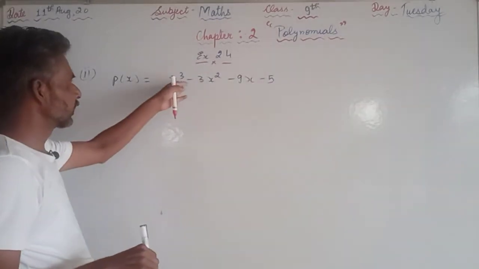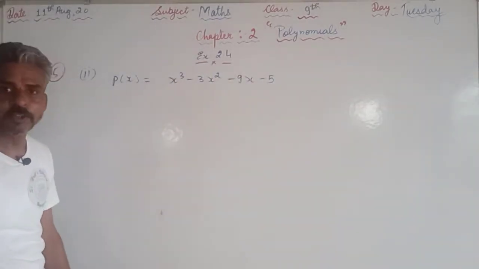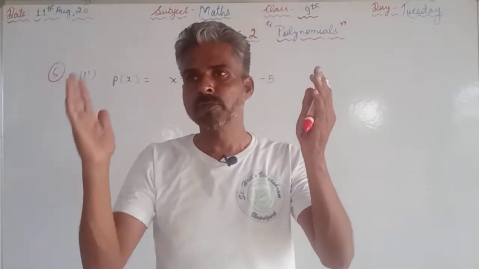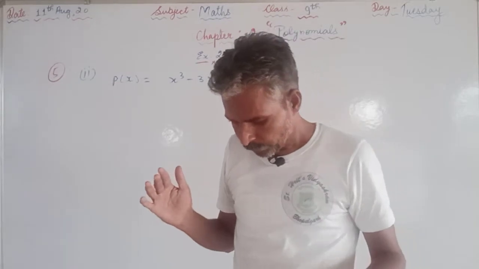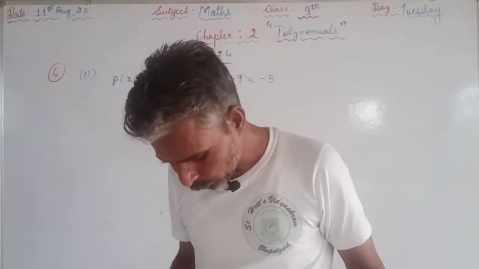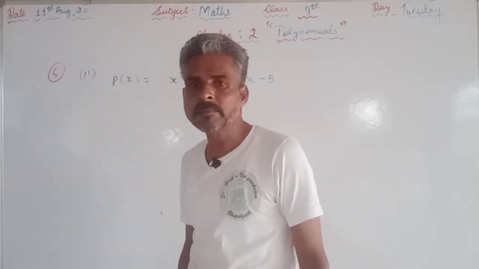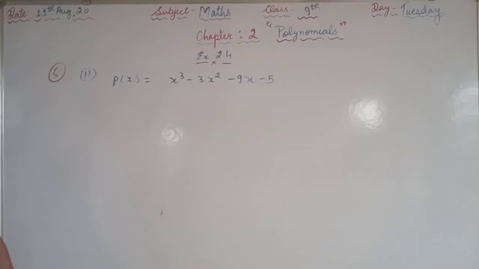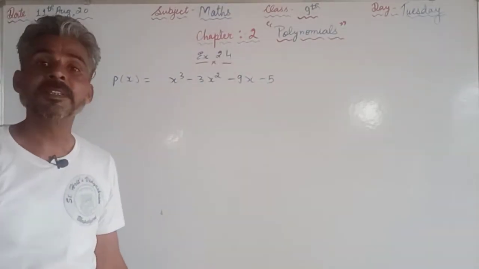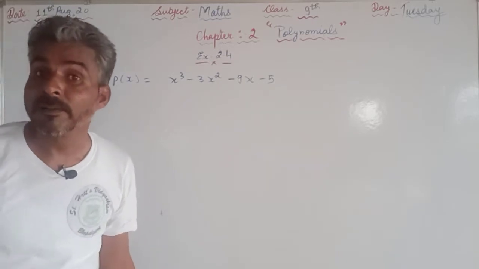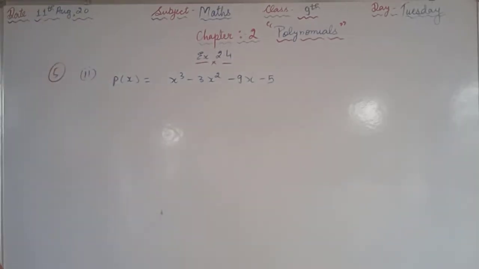So here as the degree is 3, the polynomial is cubic, and to factorize that there will be 3 brackets. So there will be 3 factors. The first factor we are supposed to find by the method of hit and trial, in which we find p of 1, p of minus 1, p of 2 or p of minus 2, whichever value comes equal to 0, and we can construct the factor by using that value.